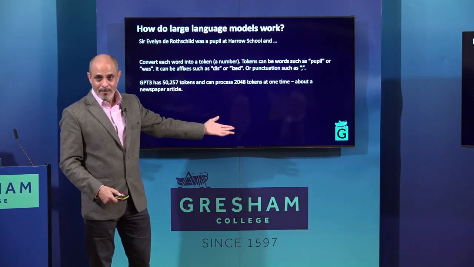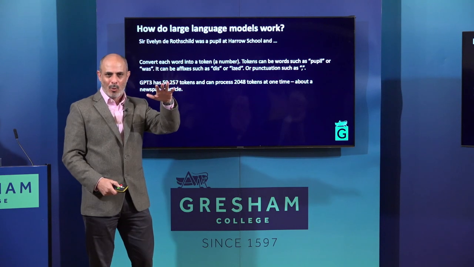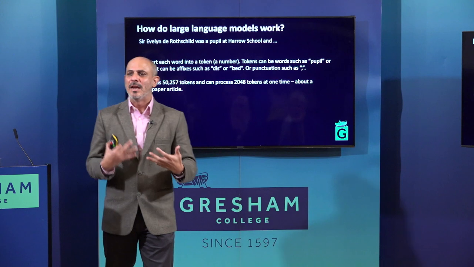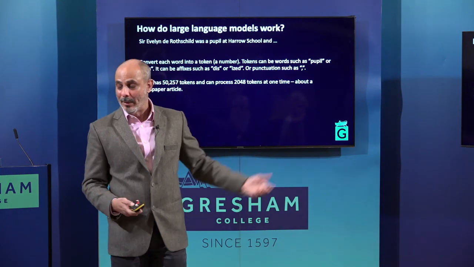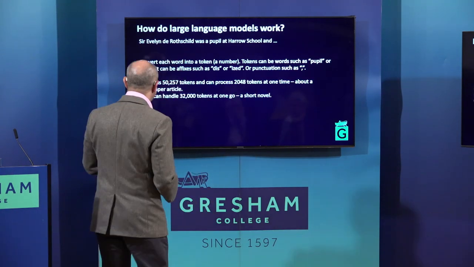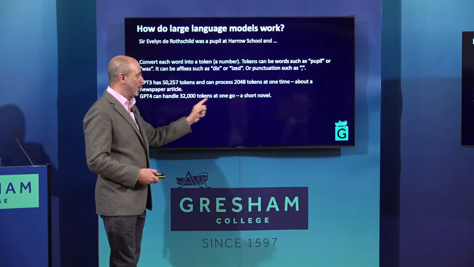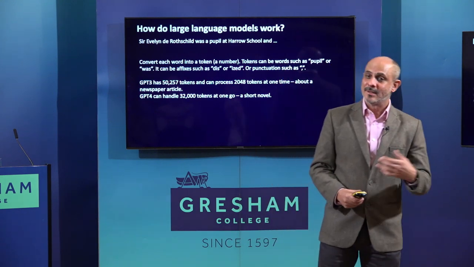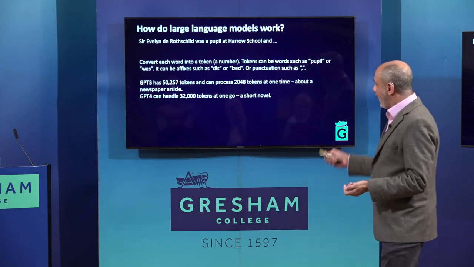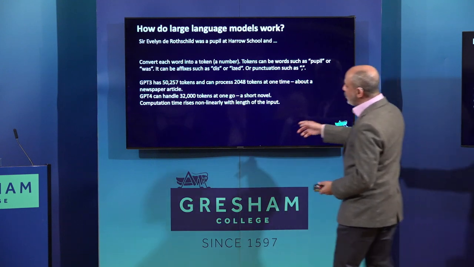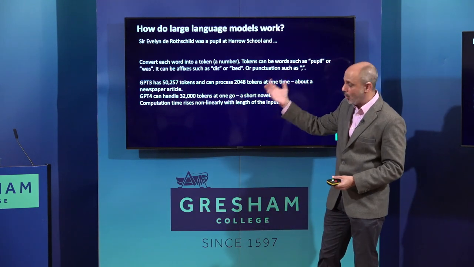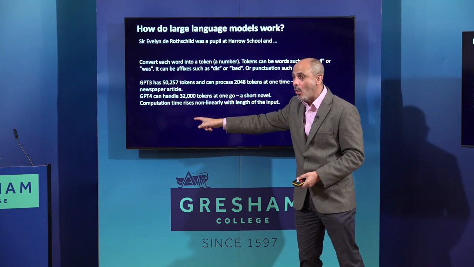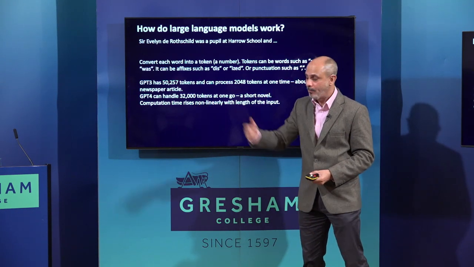Once you go over about 45 minutes, it stopped working. So about 2048 tokens is about half an hour of conversation, which you can ask GPT to summarize. Turns out GPT-4 can handle 32,000 tokens, which is a short novel. You can feed a whole novel in and ask it to detect inconsistencies, for example. But the computation time grows non-linearly with the length of the input. So if your input is a short novel, it takes much longer than if it's a newspaper article.